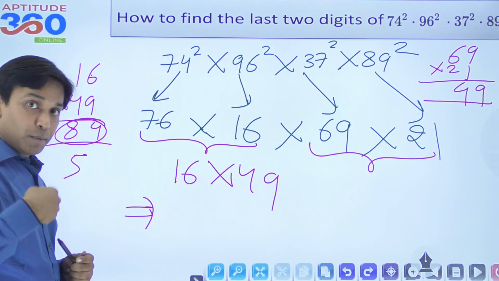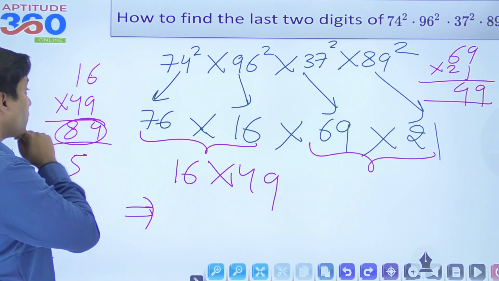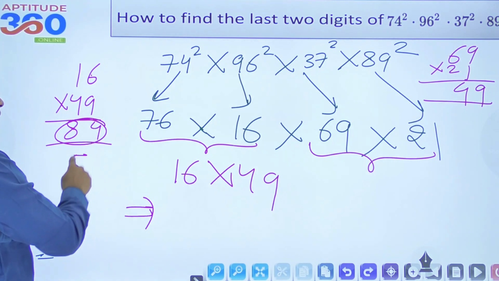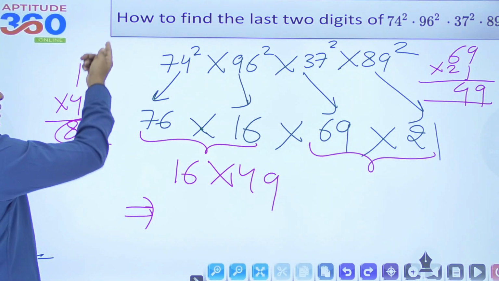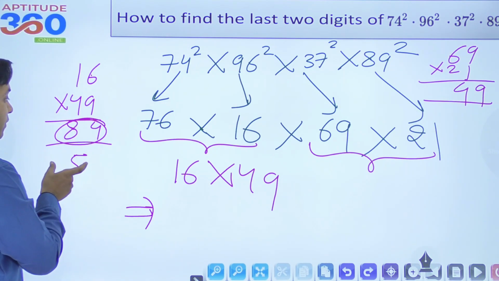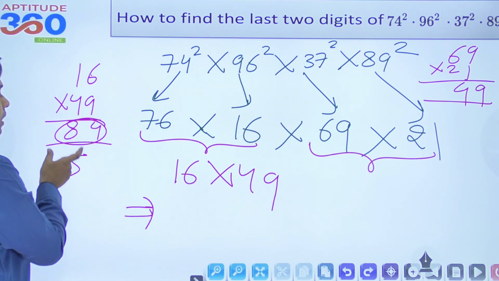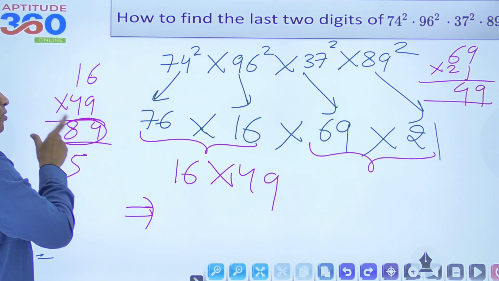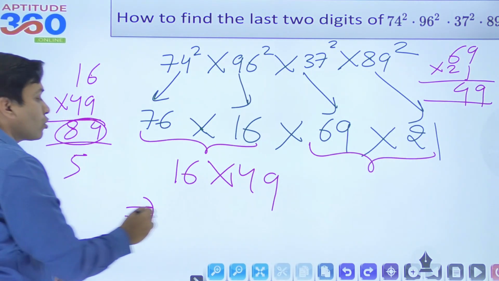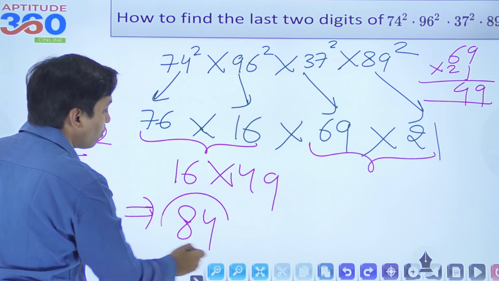Let's check it because I'm doing it for the very first time, so we will figure it out. 6 into 9 is 54. So 4 will be here and 5 will go there. So this is 9 and this is 24. 24 plus 9 is 33. 33 plus 5 is 38. But then I'm concerned with the last two digits, so that's going to be 84. So what is this number? 84.